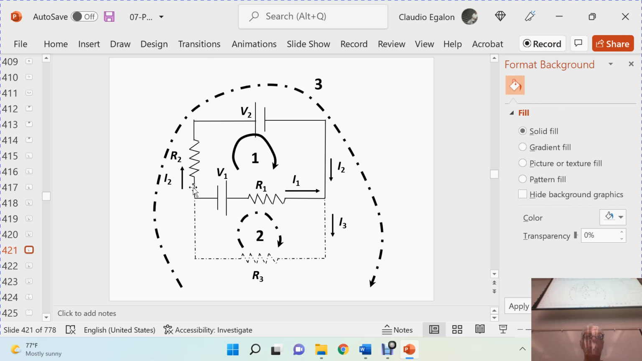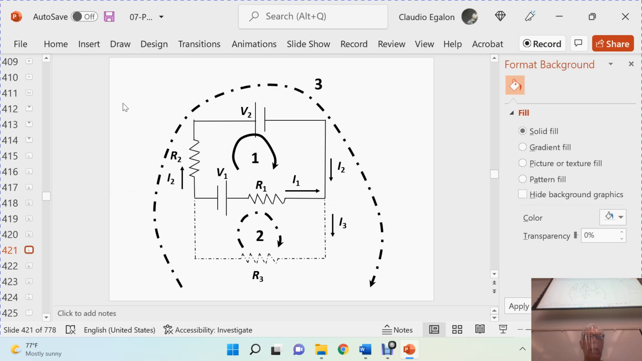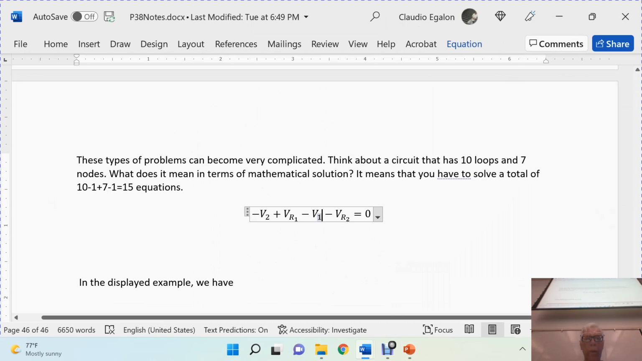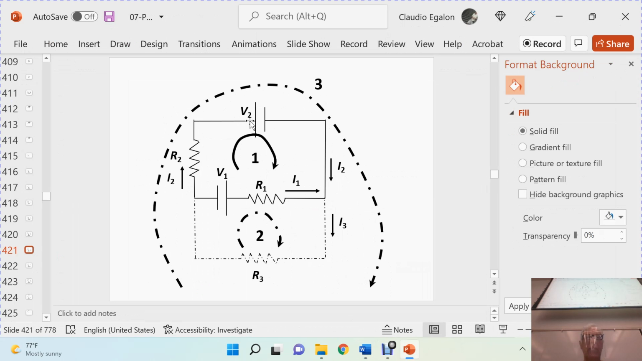I'm going to lose electric potential too, because I'm crossing a resistor and the current is going in the same direction that I'm moving the loop. It's going to be minus VR2. Okay, I got it right. Until we get to the other side of the battery, and we have my first equation. Okay, so here you go.